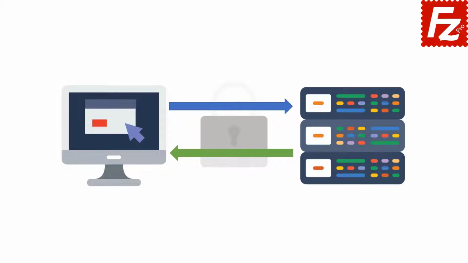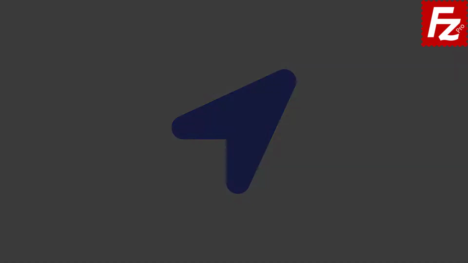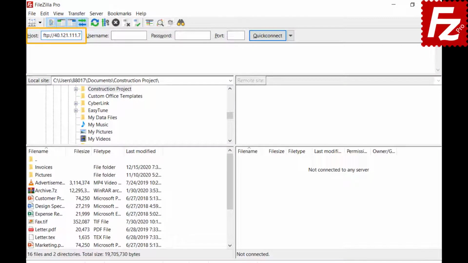SFTP is supported by both FileZilla and FileZilla Pro. In this video, you will learn how to quickly connect to a site using FileZilla or FileZilla Pro. In the host box, enter the host name or IP address. You can prefix the server name with the protocol name. FileZilla supports FTP, FTPS, SFTP, while FileZilla Pro also supports S3.